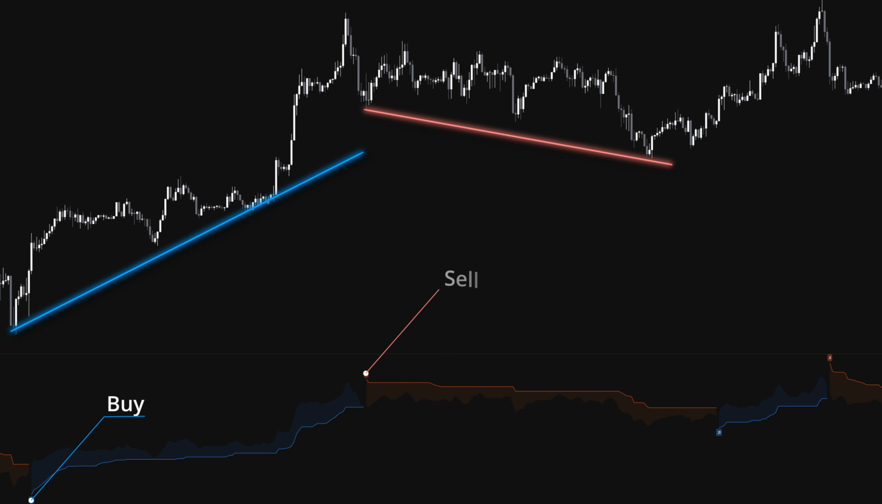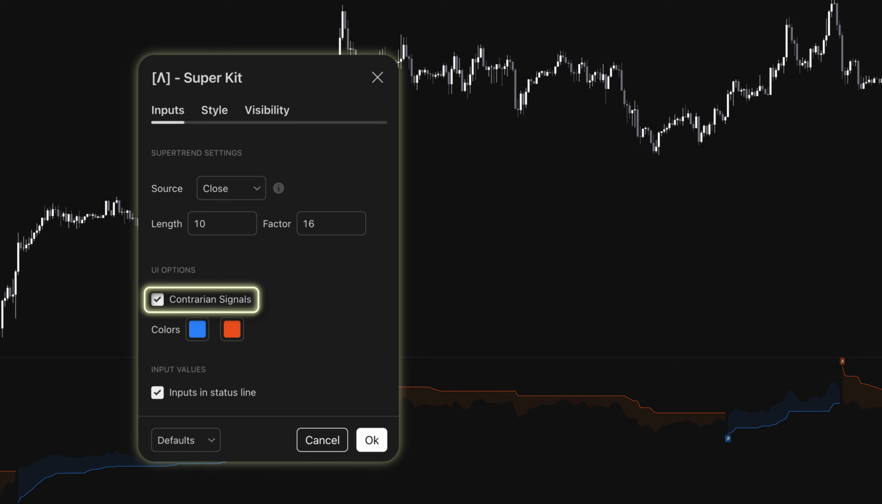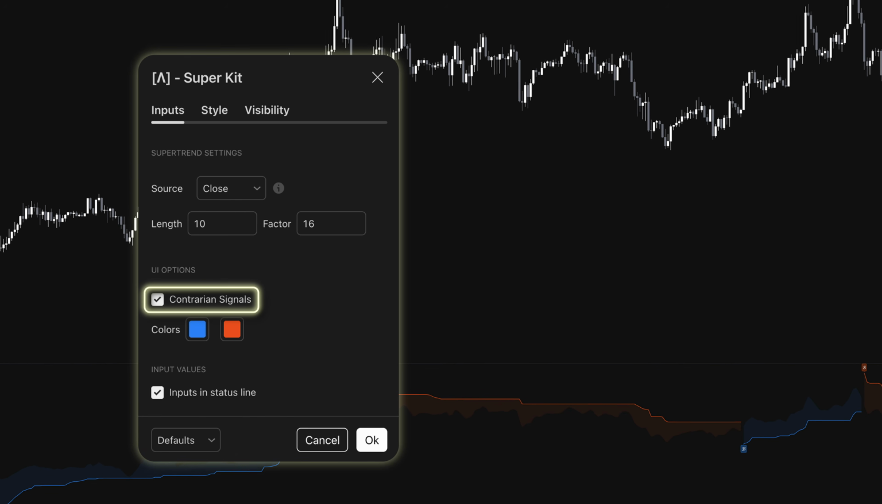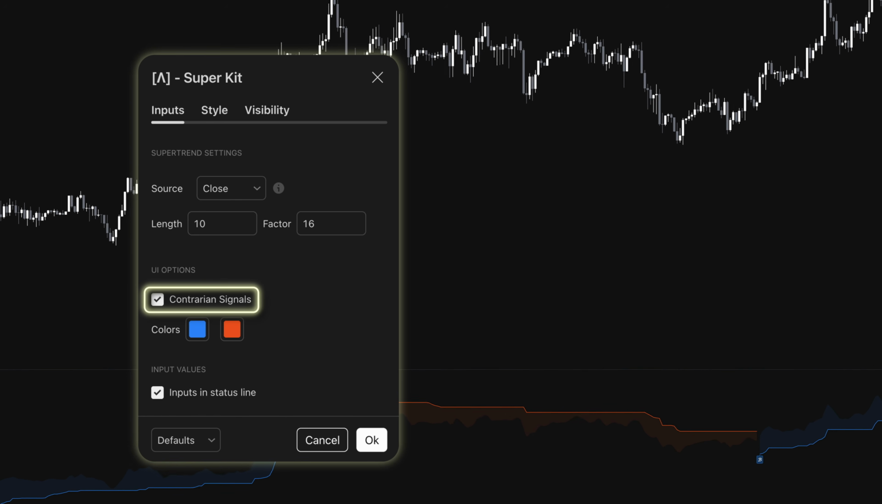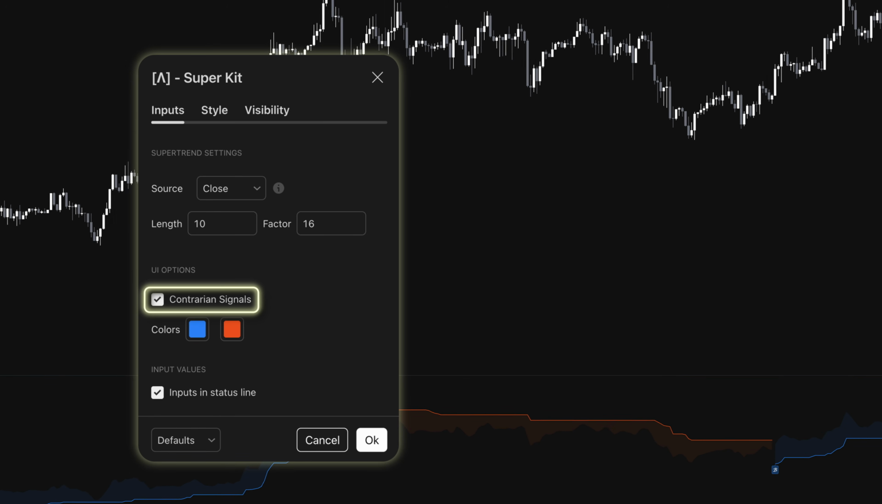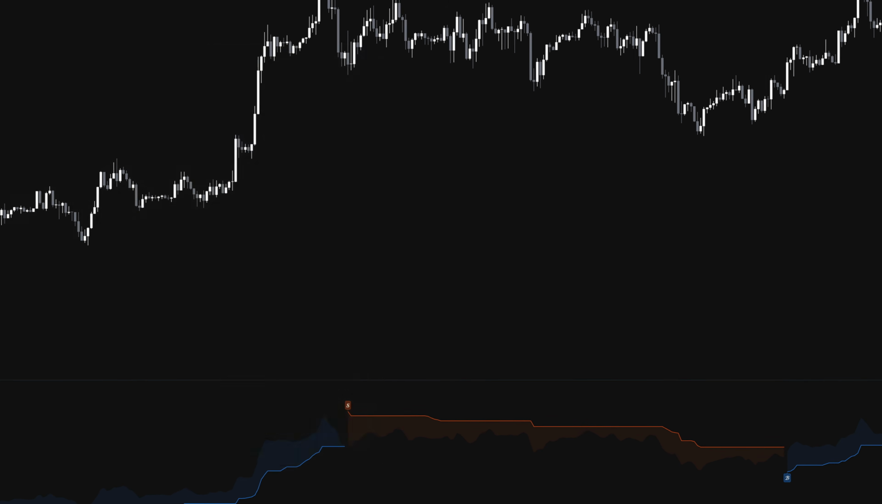Directional signals generate when price crosses from one band to the other, triggering immediate trend reversals. The system marks these transitions with styled labels displaying B for bullish and S for bearish changes. Users can enable contrarian mode to receive signals opposing the supertrend direction, appealing to mean reversion traders who fade trend changes rather than following them.